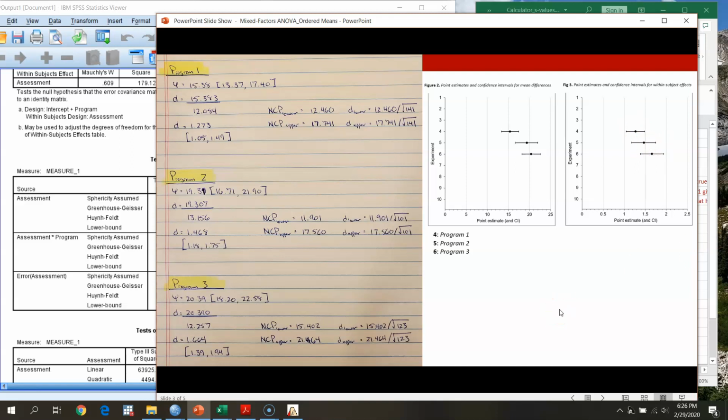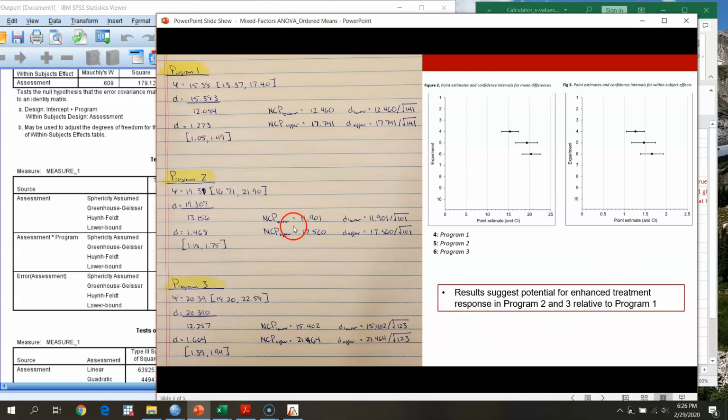So we've run our numbers, but we need to be thinking about, what does this all mean? Well, we might hypothesize, based on our evaluation of within subjects effects across individual programs, that we may have some potential for an enhanced response in programs 2 and 3 relative to program 1, right? This could definitely be contributing to that interaction effect, in that the pattern of reduction from baseline to 6 weeks is different for programs 1, 2, and 3. So this gives us a sense of what's potentially going on with our within subjects effect.